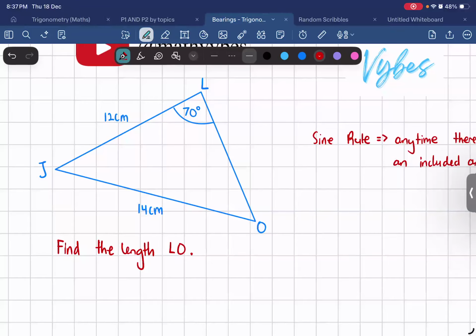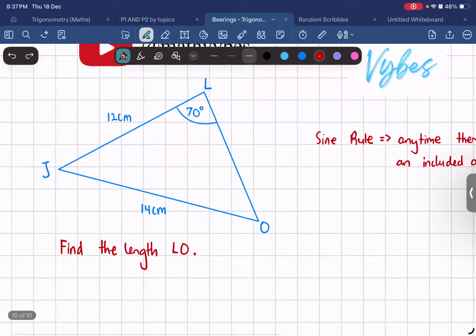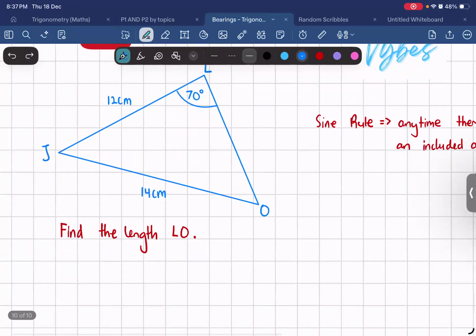Now, guys, are you all seeing an included angle in this diagram? No, sir. So, can we use the cosine rule? No, sir. Let's put down the sine rule. If I'm writing the sine rule for this question, it's going to be j over sine J. Somebody take a guess. What would the next term be?